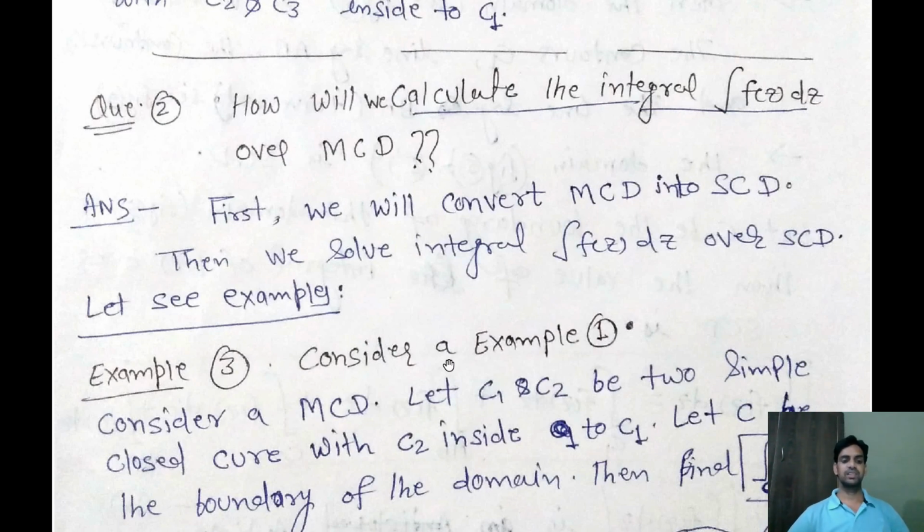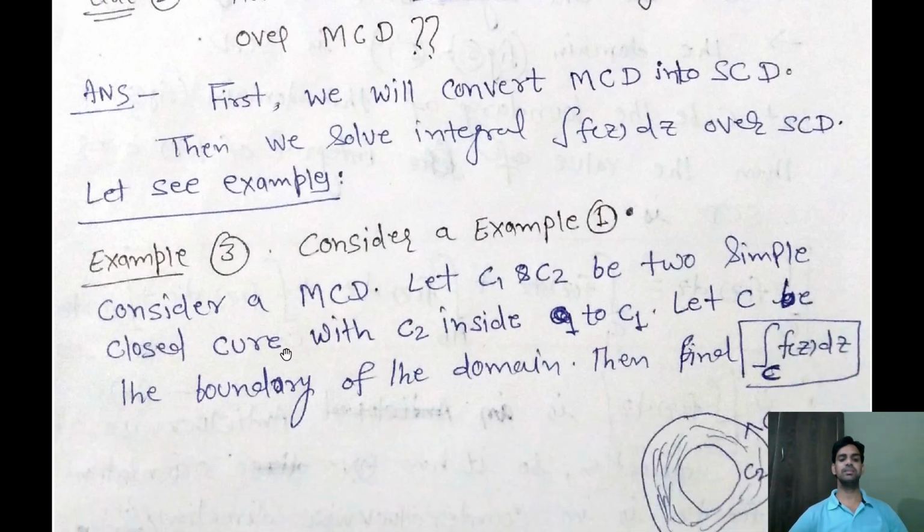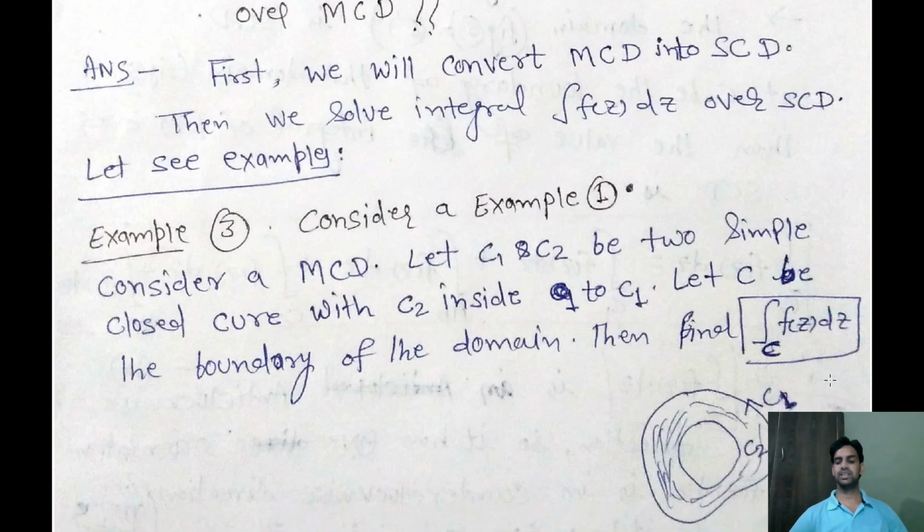So now I am taking example 1. Consider a multiply connected domain, and C1 and C2 are two simple closed curves or contours. C2 lies inside C1, and C is the boundary of the domain. Then find the value of the integral of f(z) over C. So this is our multiply connected domain, and this domain contains one pole only.